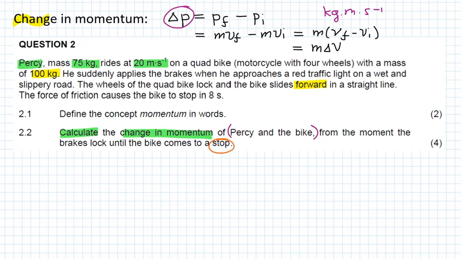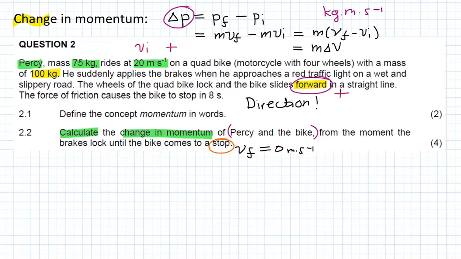So very, very important here is that if we are calculating change in momentum, we must remember to choose one direction as positive and the other, of course, will then be negative. In the question, they spoke of forwards as one direction. That means the other direction will be backwards. Let's choose forward as positive. That means that the initial velocity at which Percy was moving will be taken as positive. We know that Percy comes to a stop, which means that the final velocity of Percy and the bike is going to be 0 meters per second.